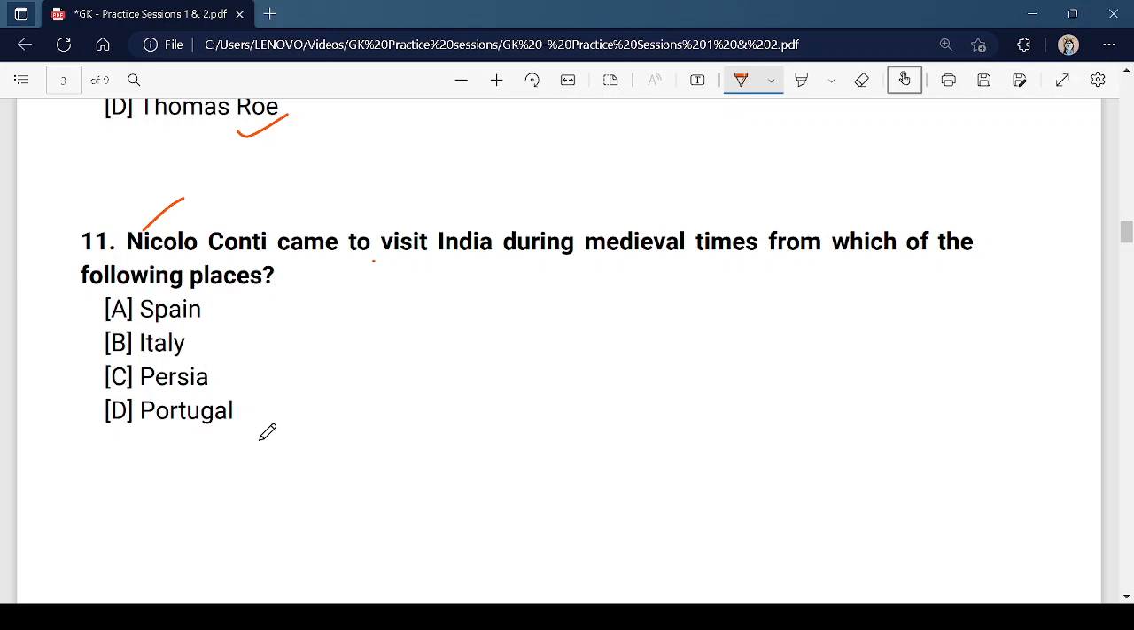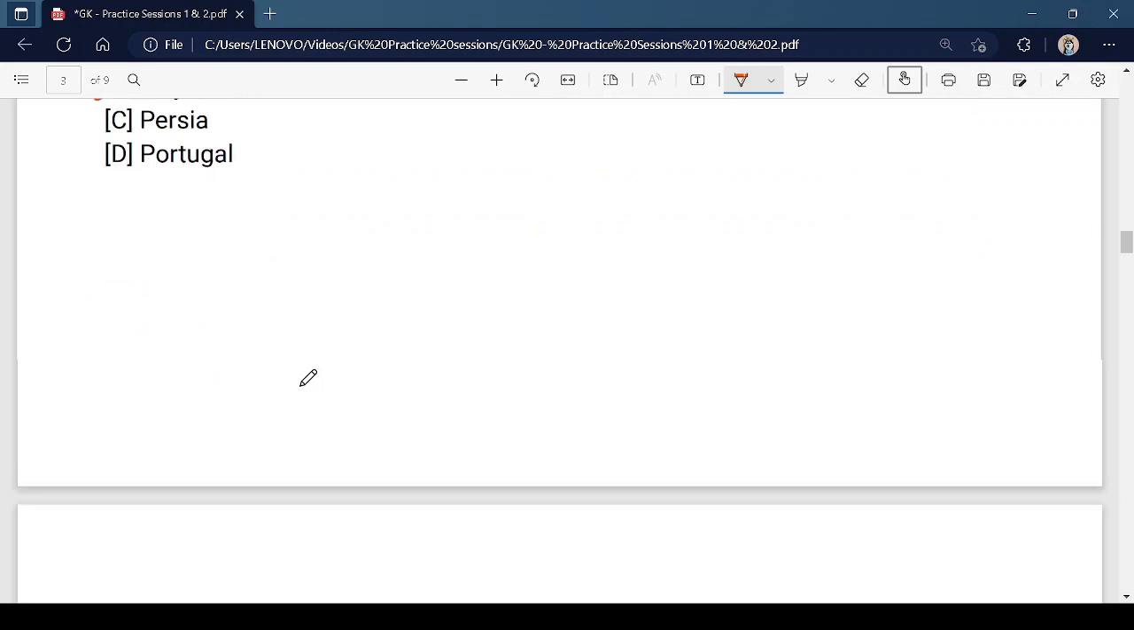Niccolo di Conti came from Italy. He was an Italian traveler, a merchant and also an explorer. He visited the Vijayanagara Empire during the reign of Devaraya, who was a ruler of the Tuluva dynasty. Chalo. Next.